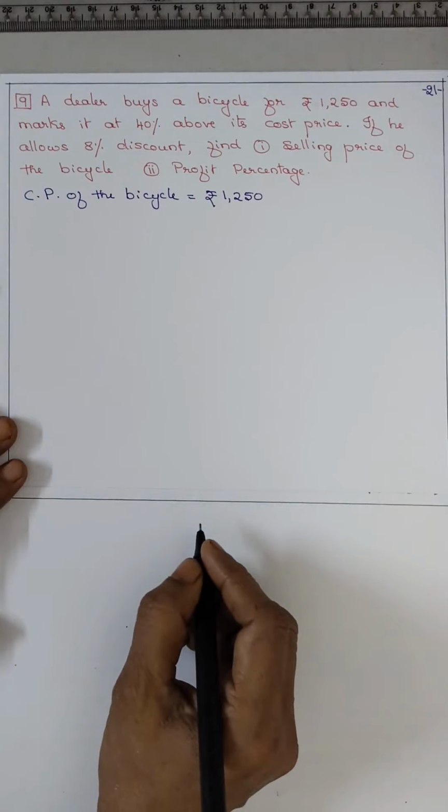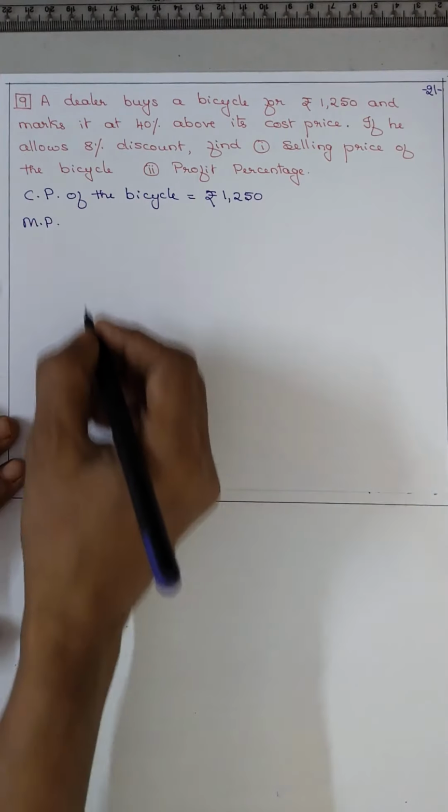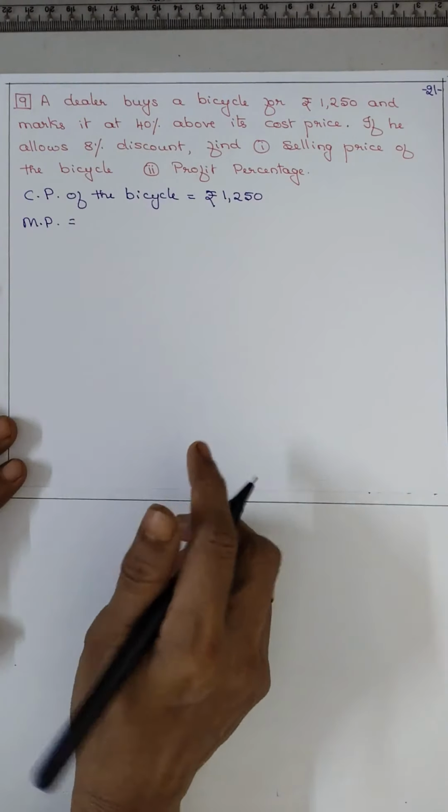1250. Now he marked the bicycle how? 40% above the cost price.